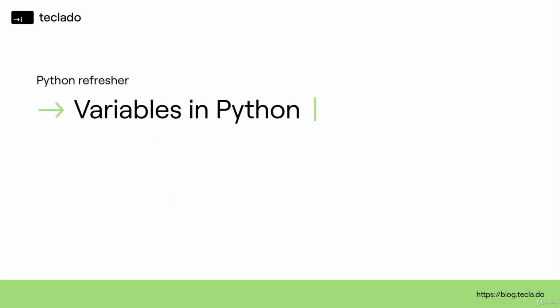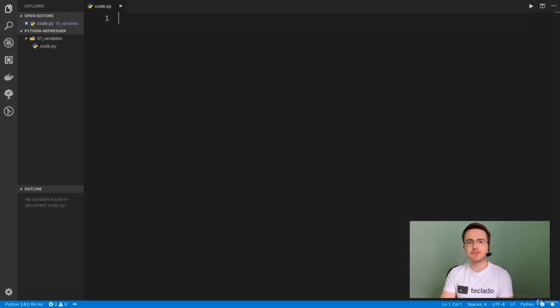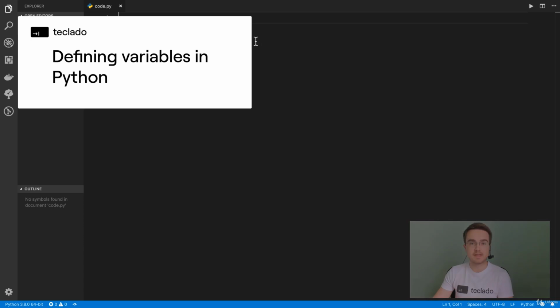Hi guys, and welcome to your first video in this Python refresher. Let's talk about variables. A variable in Python is a name for a value. You can think of them as similar to those in algebra, but there are slight minor differences that you'll understand as you program more in Python.